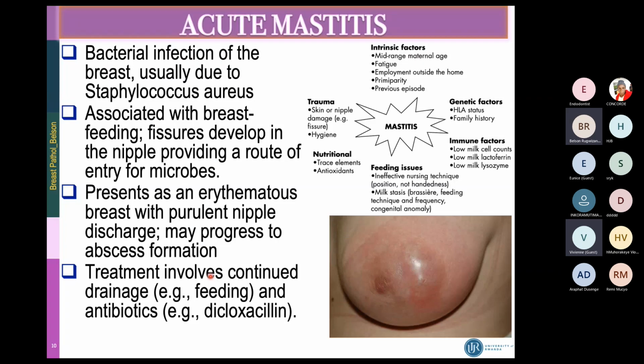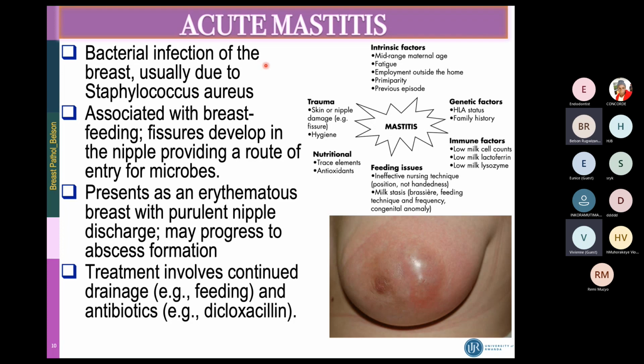So inflammatory conditions, we'll start with acute mastitis that you can see here. There is redness, there is swelling, and it is as if there is a fluid inside which wants to burst the skin. Bacterial infection of the breast is usually due to Staphylococcus aureus. It is associated with breastfeeding. Usually when a woman is breastfeeding, that is when she develops this acute mastitis. Fissures will develop in the nipple, providing a route of entry for microbes. This is the pathomechanism for that infection to happen.